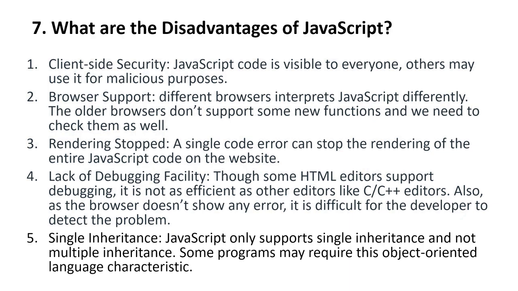Rendering stopped. A single code error can stop the rendering of the entire JavaScript code on the website. Lack of debugging facility. Though some HTML editors support debugging, it is not as efficient as other editors like C++ editors. Also, as the browser does not show any error, it is difficult for the developer to detect the problem.